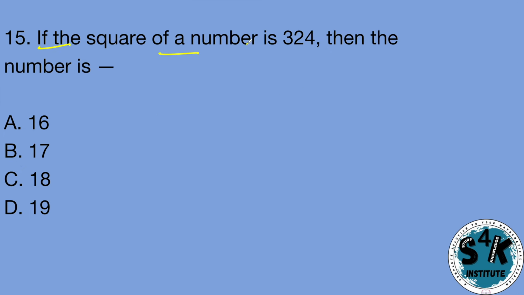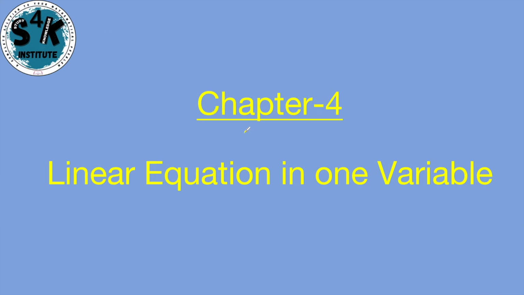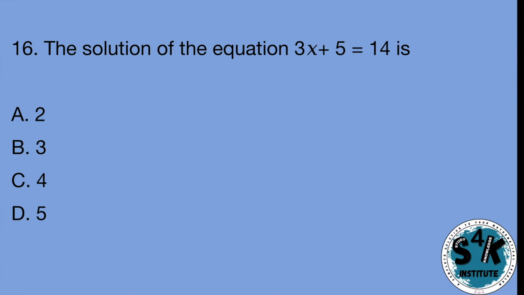If the square of a number is 324, then the number is, so whose square is 324? So it is 18 whose square is 324. Okay. The next chapter that we have is linear equation in one variable. So let's do these questions.